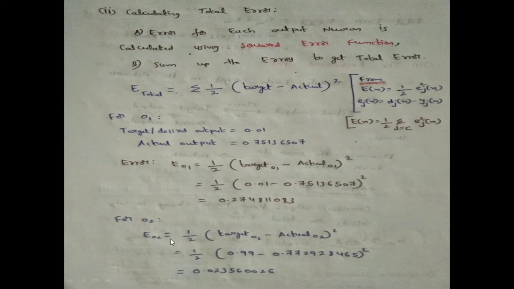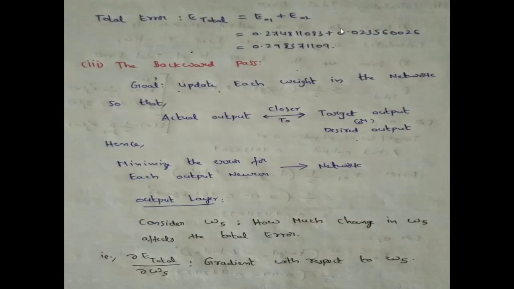Similarly for the error at output neuron 2, we are going to calculate in the same manner, that is E02 is equal to 1 by 2 into the target value or desired value of output neuron 2 minus the actual value we got. By doing this calculation, we got the error at the output neuron 2 as 0.023560026. So now the total error is the error at the output neuron 1 plus the error at output neuron 2.